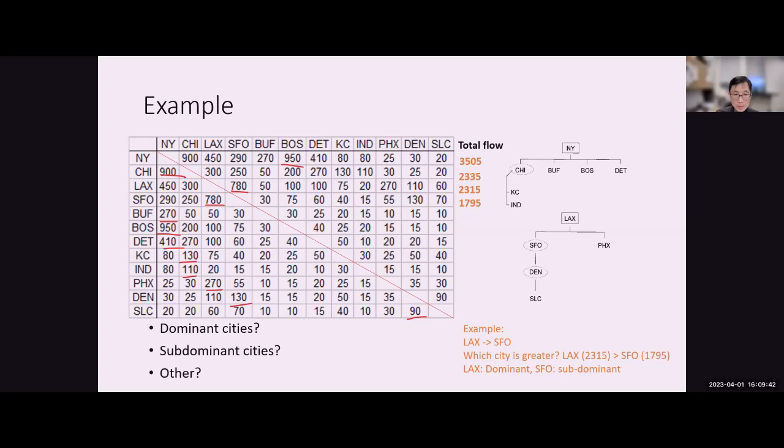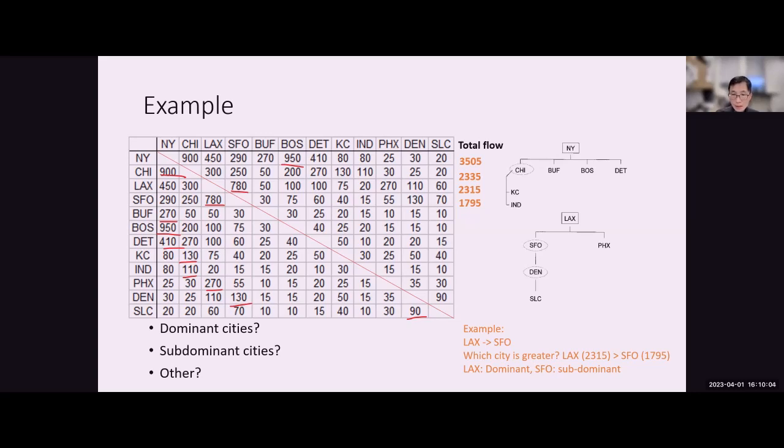Now let's move on to Buffalo. Buffalo has the largest flow to New York. Okay, so we now realize that Buffalo is subdominant to New York. So I just put it under New York in the first figure. Now we found that New York has four subdominant cities: Chicago, Buffalo, Boston, Detroit.